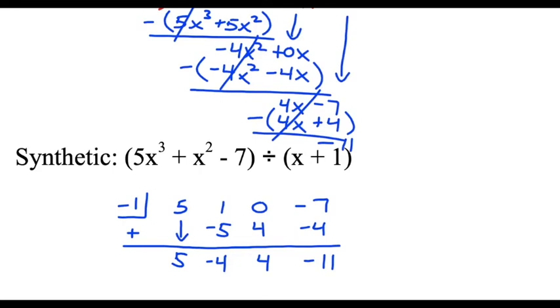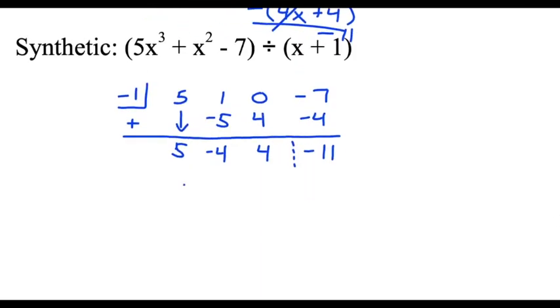The last number is always your remainder. So I like to put a few dashes there, a few dots to separate it. And then here's what we need to realize. We took a cubic expression and we divided it by a linear where the power is 1. So a cubic divided by a linear will result in a power of what? 2. So this 5 corresponds to 5x squared. Then you just work down by power. Minus 4x plus 4, and then the remainder over the original.